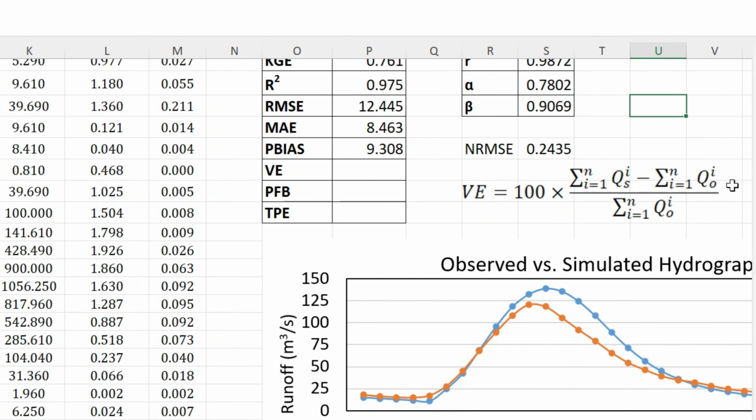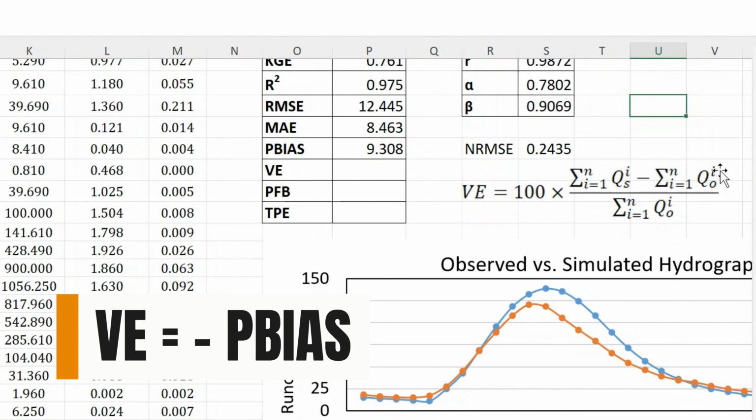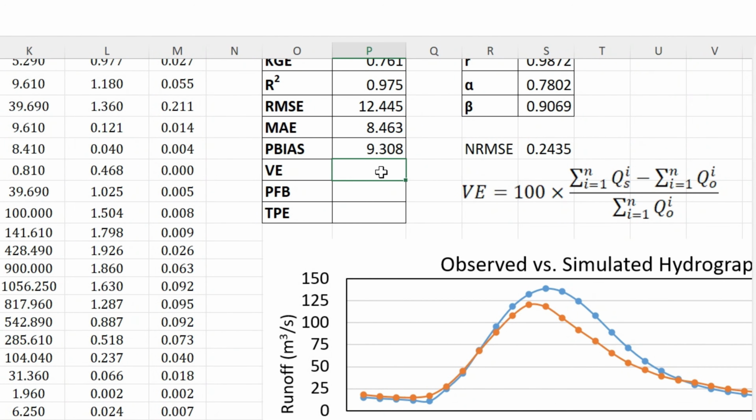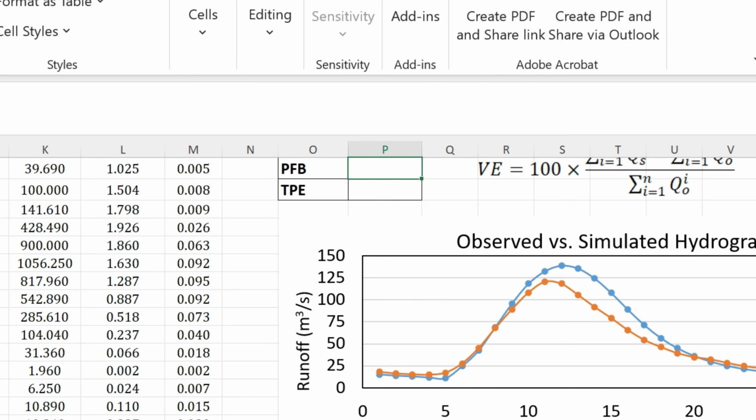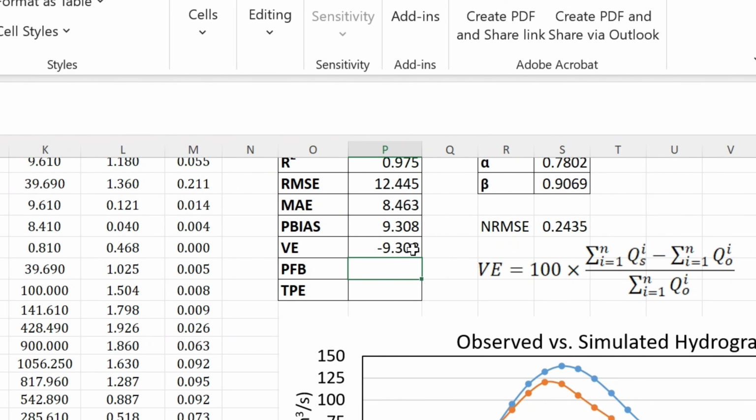Now let's move to VE. This is also another volume error. It gives the exact same value that we got from PBIAS, but with an opposite sign. So here we get 100 multiplied by, bracket open, summation of simulated values minus summation of observed values, close the bracket, divided by observed. And that's what I get. So in the VE case, basically negative means underestimation and positive means overestimation.